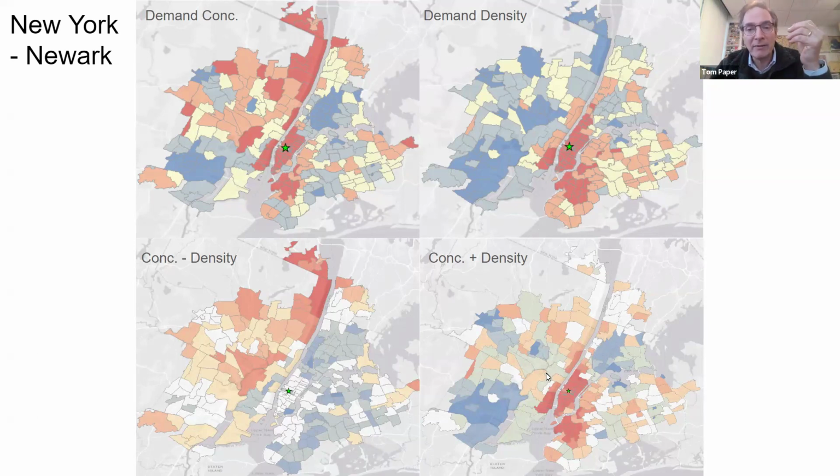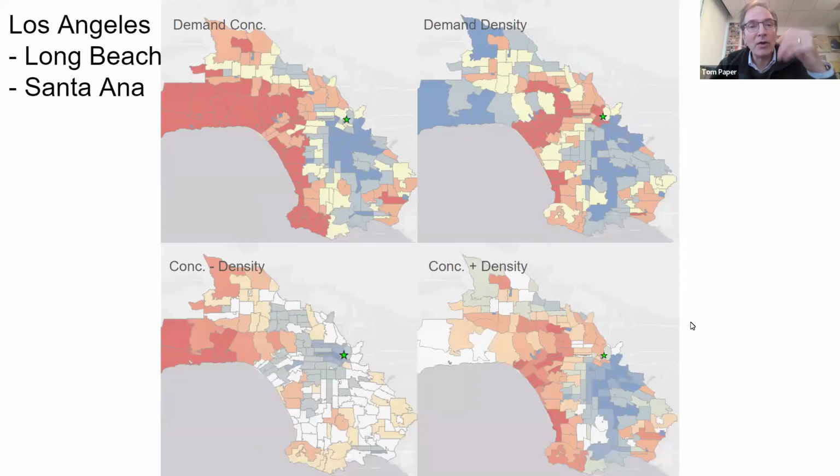Let's go to Los Angeles and look at that a little bit. So on the left, we've got concentration, and on the right, we've got density. And you can see the Malibu area along the west is highly concentrated, but not dense. And then if you go to the lower left, you can see now where that Malibu area, Pacific Palisades, Topanga, it's all very wealthy, but not dense. And then when you add them together, you get the area from Beverly Hills, sort of down on the water, Santa Monica, Manhattan Beach, and Palos Verdes are all both concentrated and dense.